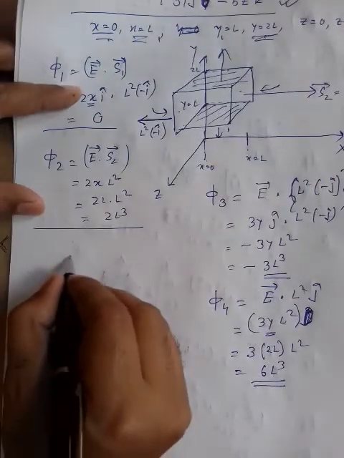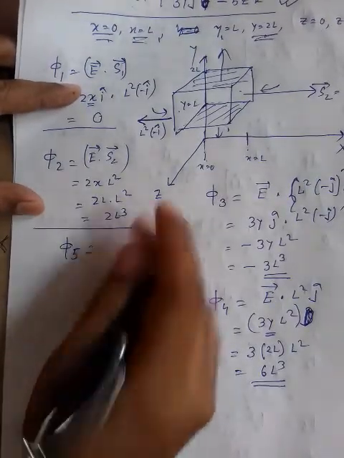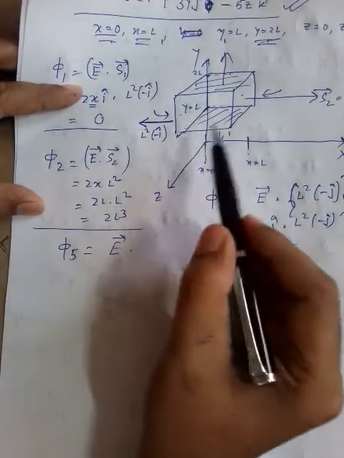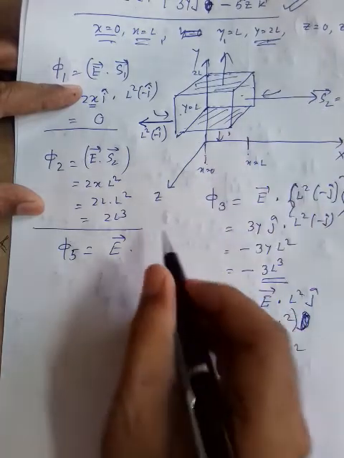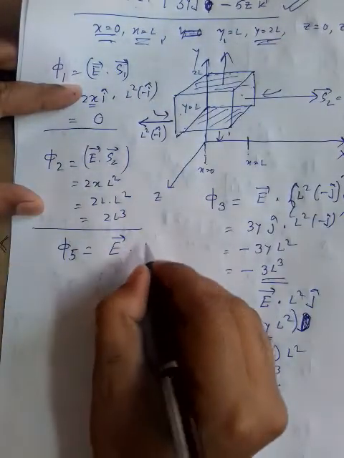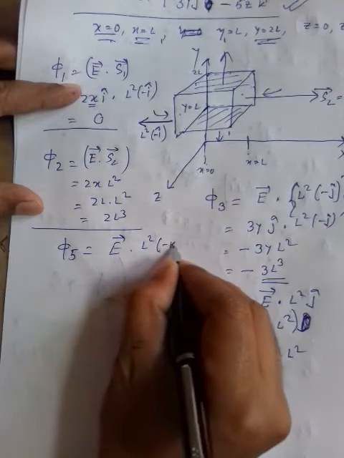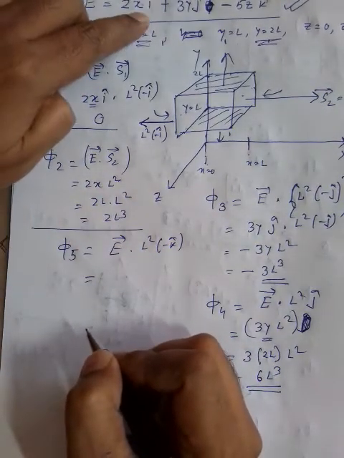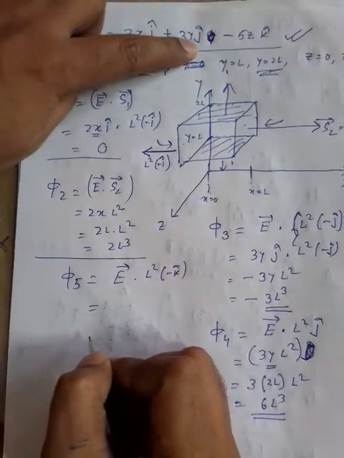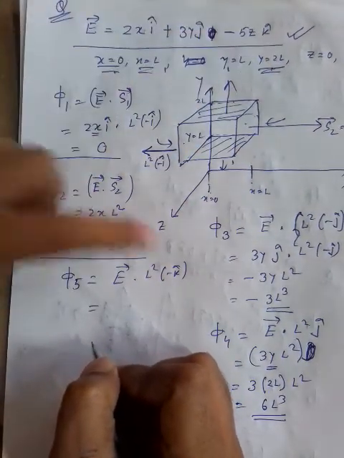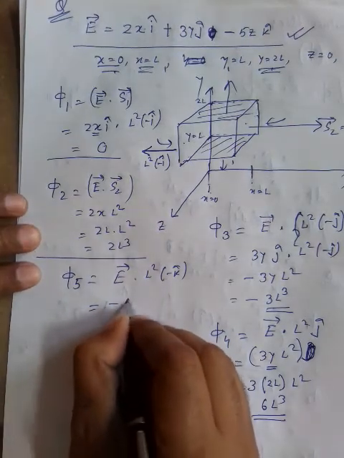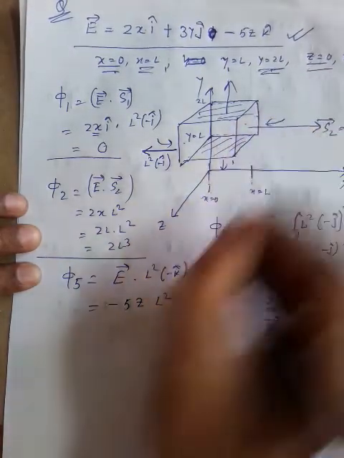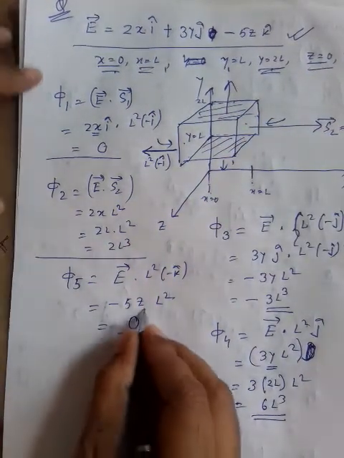Then, flux on the fifth surface, z equal to 0. It is E dot the last backside surface. It is facing backside, so it is L square in the minus k cap direction. If you write E k cap, i cap cancels, no need to write, j cap also cancels, no need to write. This k cap is important, k dot k, so it becomes minus 5z L square. But on this surface z equal to 0, so this answer is also 0 because z is 0.